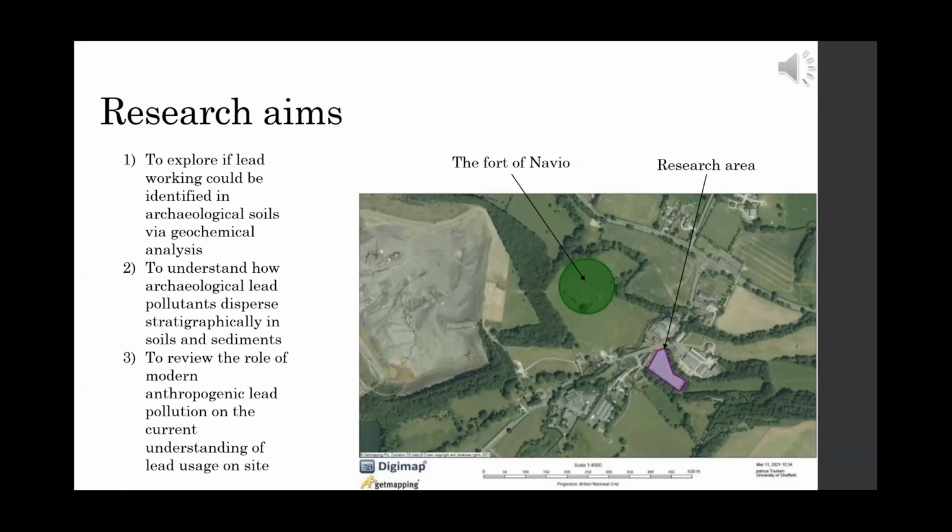However, because this is a stratigraphic study, in order to interpret these results, we needed to understand how lead pollutants dispersed stratigraphically in the soils and sediments, so a review of the material in profile needed to occur. We also needed to review the role of modern anthropogenic lead in the area to discern whether or not that would have had a significant impact on the pollution we see when we were doing our surveys.